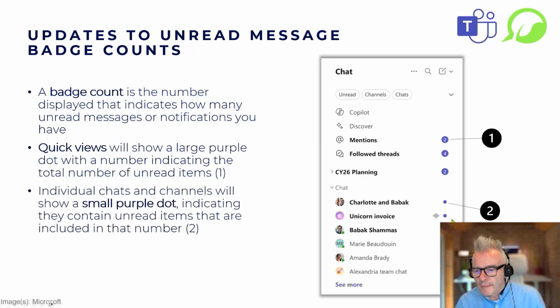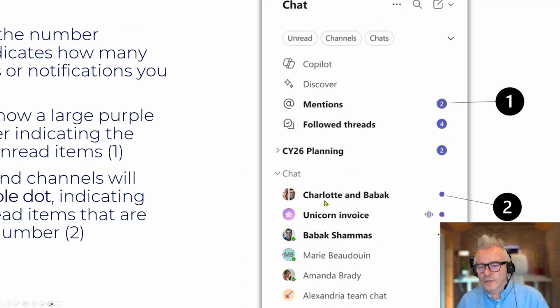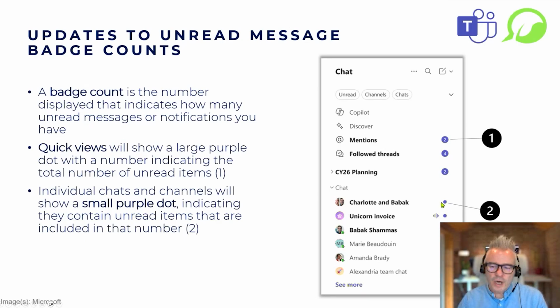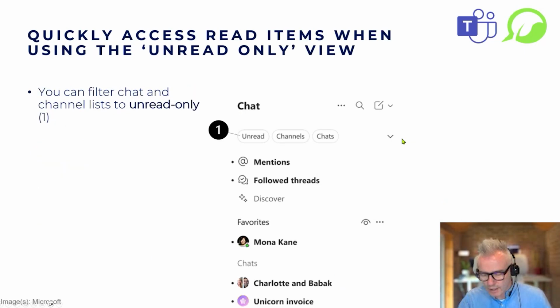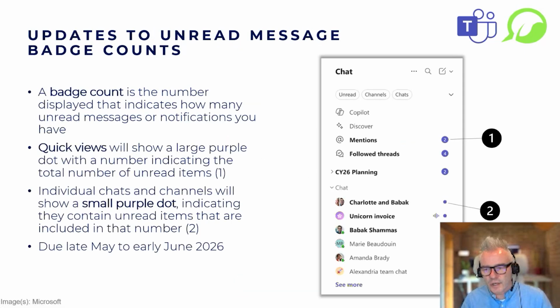Look at this next part here. So there's small purple dots next to your chats. If you get a purple dot next to one of these chats, that tells you that one of these conversations, maybe I'm doing something really urgent with Charlotte and Babak, and I've ignored my followed threads or my mentions, but then this purple dot appears next to Charlotte and Babak. That tells me that this conversation is being included in this number of unread items up here. So it might be that because that is urgent, I'm waiting on that, I am going to go and have a look at those items.